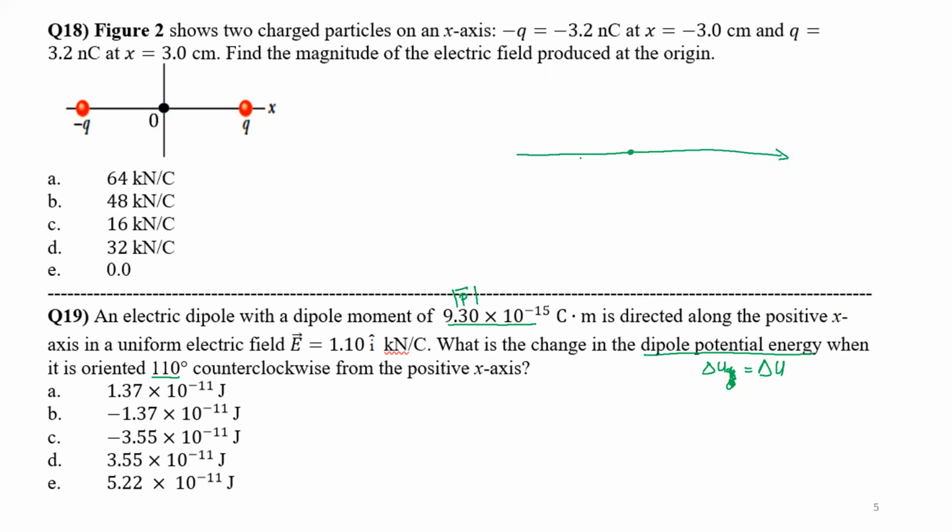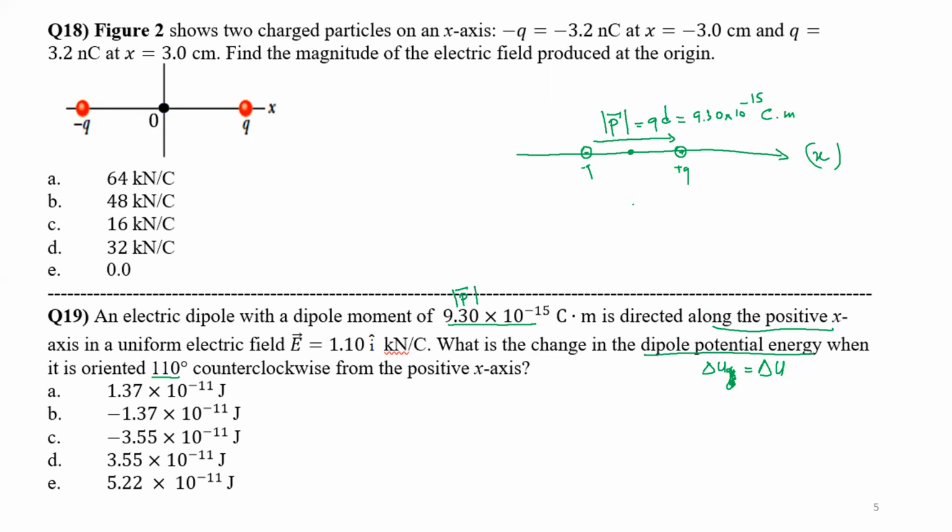This is the origin. So I have a dipole. So for the dipole, I have minus q here, and here I will have plus q. And the dipole moment is pointing along the positive x direction. So the electric dipole moment, P, is pointing along the positive x direction, as it said here. And P, in magnitude, which is just qd, is 9.3 times 10 to the power minus 15 coulomb meter.